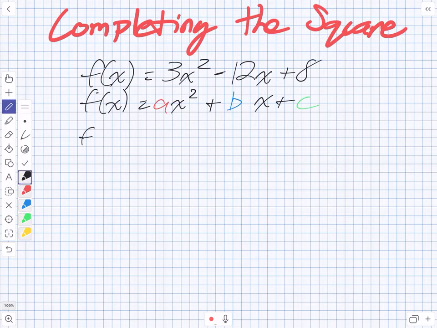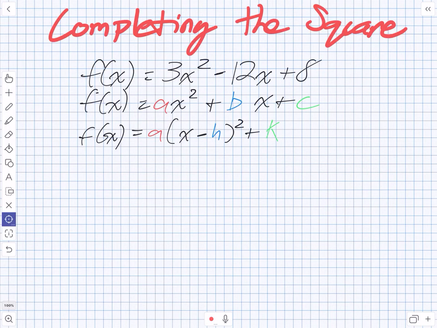And then we're going to go to what's considered the vertex form, which also has an a. a(x minus h) squared plus k, where this is an h and this is a k. Though I use similar colors, be aware that b and h are not the same, c and k are not the same, but a and a are the same. So those values should be the same.